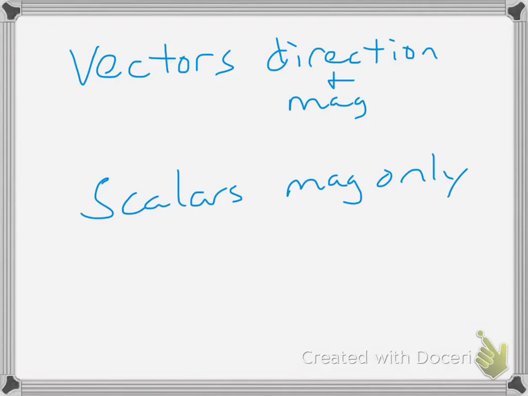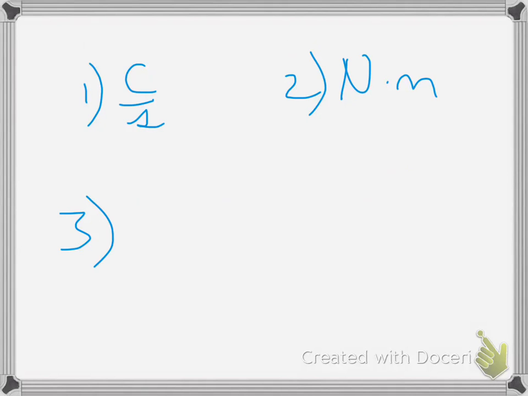Now, a lot of times on the regions, they'll ask you questions like, which of these could represent a vector. So they might have things like, choice number 1 could be a Coulomb per second. Okay. Choice number 2 could be a Newton meter. Choice number 3 could be a Newton per Coulomb. And choice number 4 might be just a second. They'll say which one of these represents a vector.